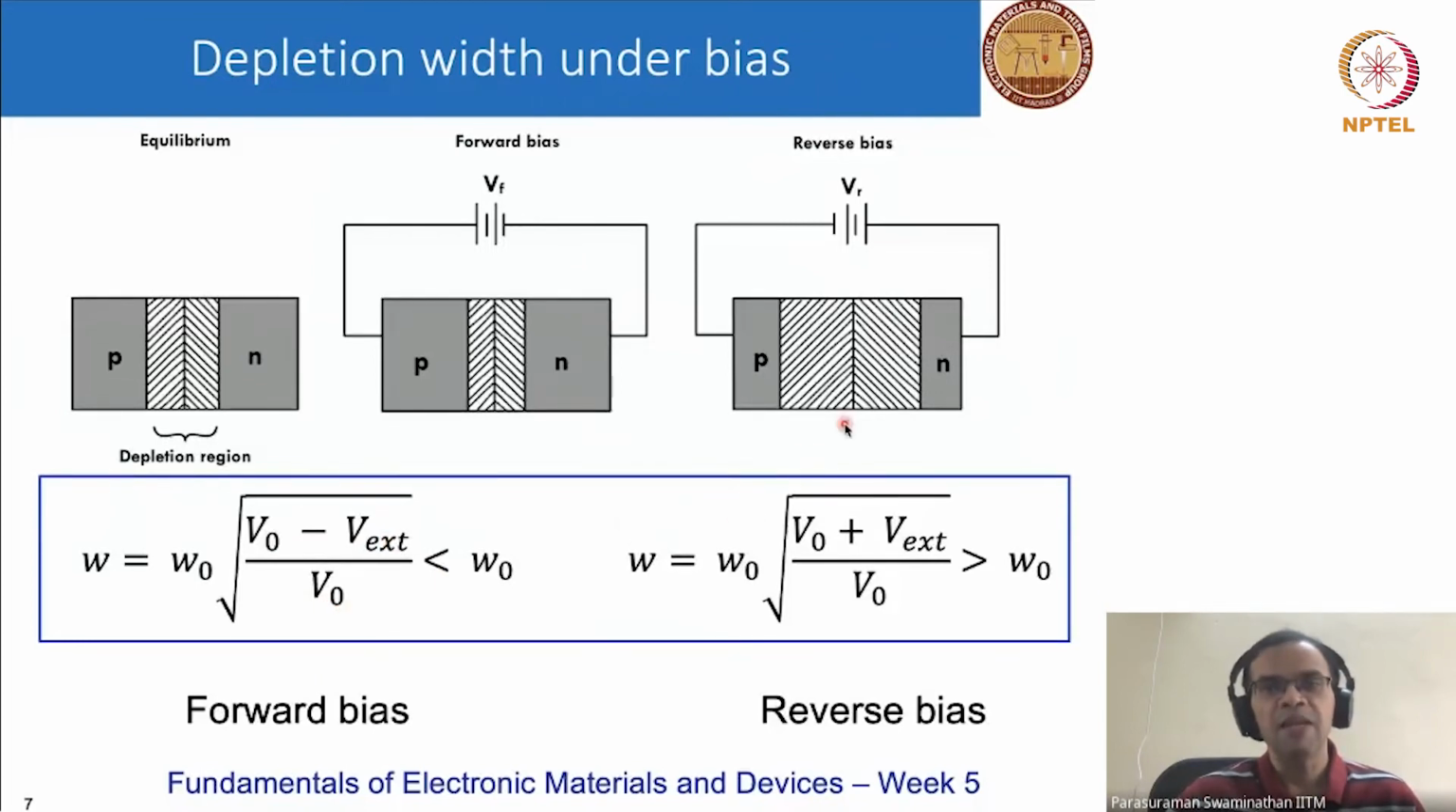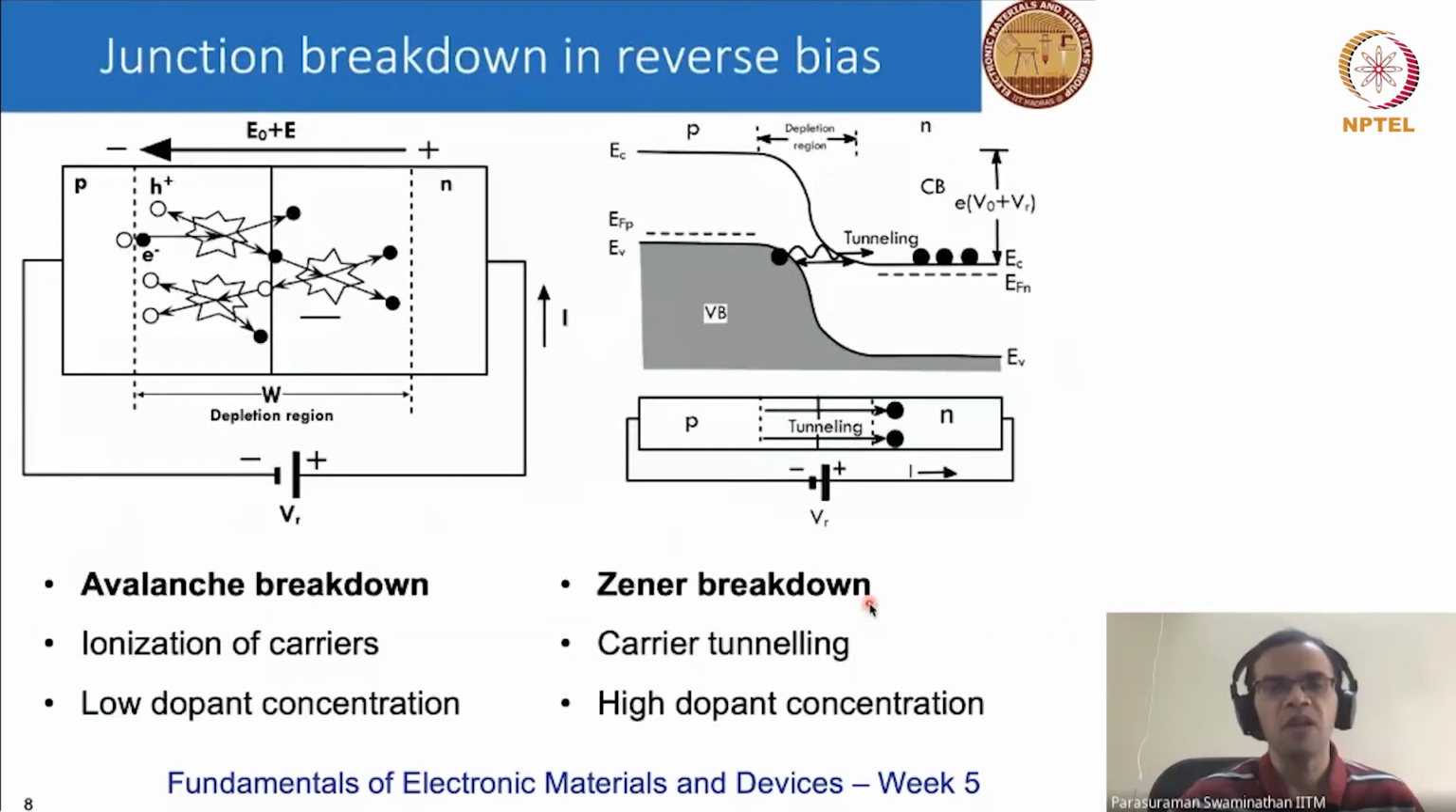Conversely, when we apply a reverse bias, we are pulling carriers away from the depletion region, which means the overall width increases, and the increase in width is proportional to the square root of (V0 plus V external) divided by V0. Now, if we keep increasing the voltage in reverse bias, we have a breakdown of the junction, which means there is a really large increase in current for a small voltage increase.